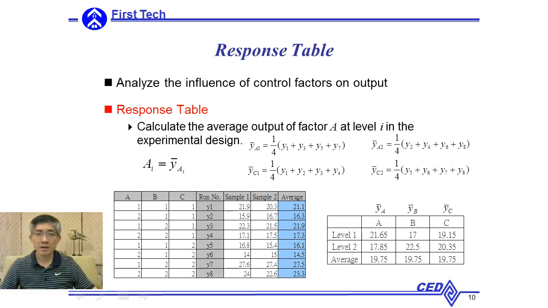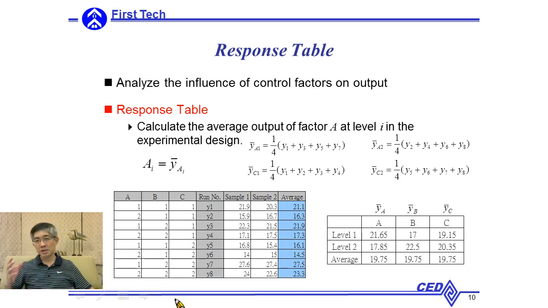We can analyze the influence of each control factor on output using a response table. What is a response table? Assume this is an experiment. We just introduced the full factorial experiment. We have 3 factors, and each factor has 2 levels, and we have 2 samples for each treatment. We can get the average output for these 2 samples, and so this is the average output for each treatment.